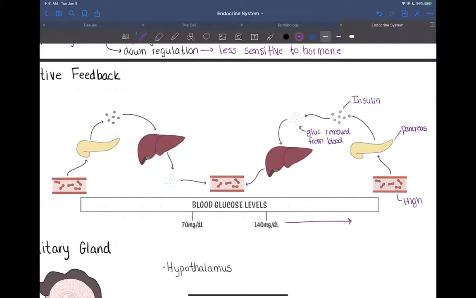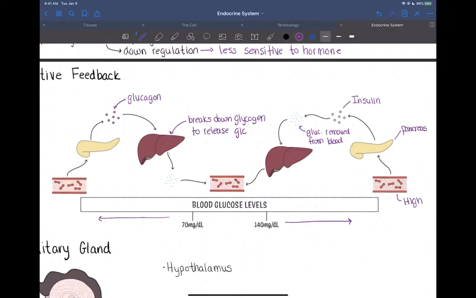So then if the blood sugar gets too low, so we don't have enough glucose in the blood, the pancreas again is going to secrete a different hormone. Here it is going to secrete glucagon. Glucagon's job is that it goes to the liver and tells the liver there's not enough glucose, and then the liver is going to break down glycogen to release the glucose. And so then we have that glucose going into the blood, bringing that blood sugar back up.